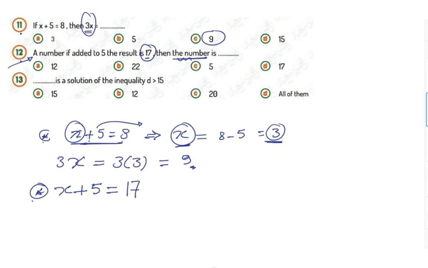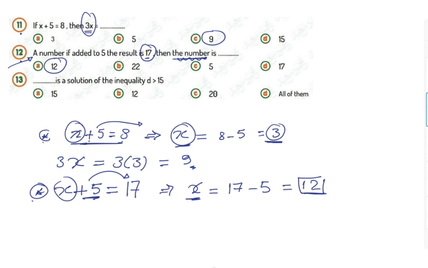Then he asked us about the number, so he asked us about the value of x. To find the value of x, we have x plus 5. What do you do with this plus 5? Send it to the other side with an opposite sign. So you have now x equals 17, but plus 5 will be minus 5, and that's equal 12. So 12 is the value of x. So the number is 12.